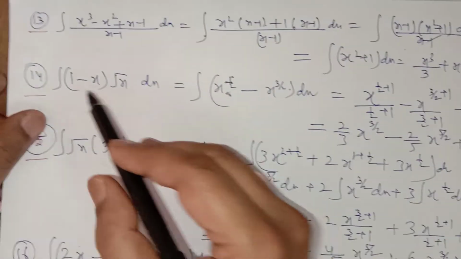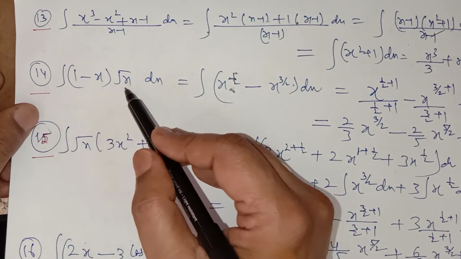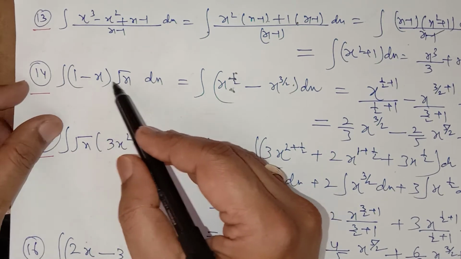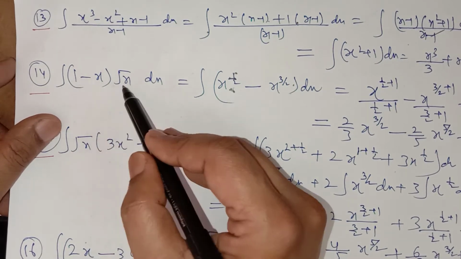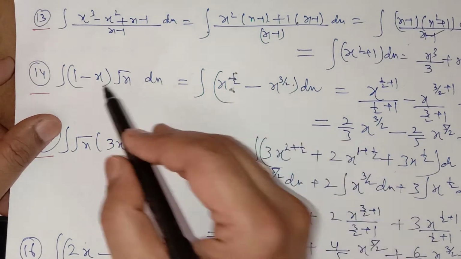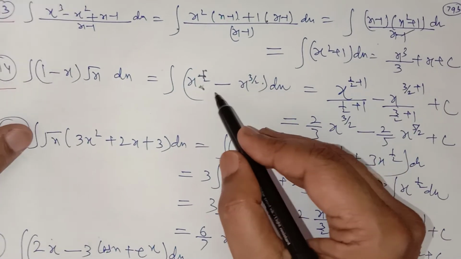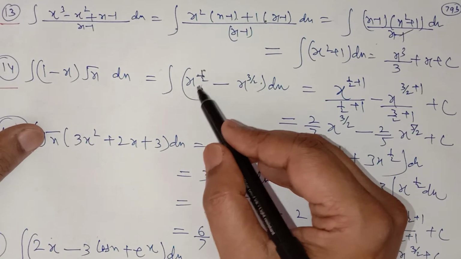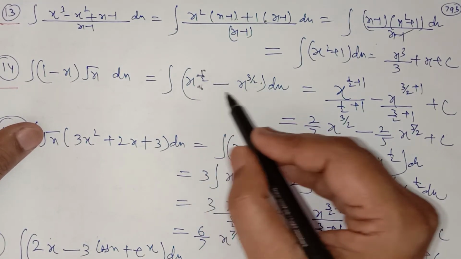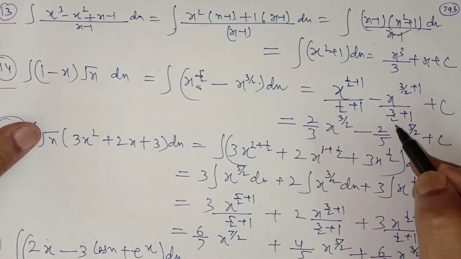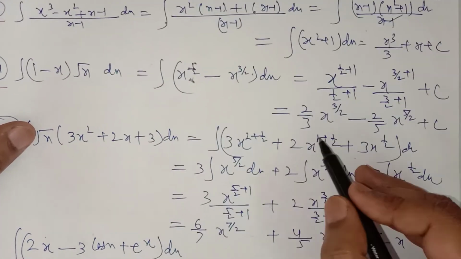Question number 14, 1 minus x into root x. So multiply and open the bracket. On multiplication, the power will be added. So multiply 1 with root x, it will become x to the power half. Multiply x with root x, it will become x to the power 3 by 2. Integrate by using the formula x to the power n, which is x to the power half plus 1 upon half plus 1, x to the power 3 upon 2 plus 1 upon 3 by 2 plus 1 plus c. Simplify, you will get the integration.